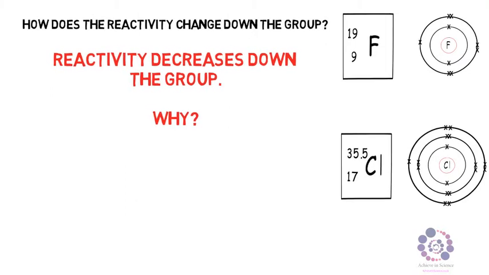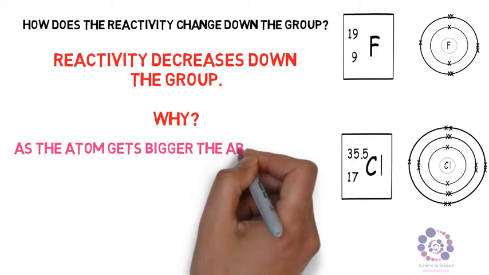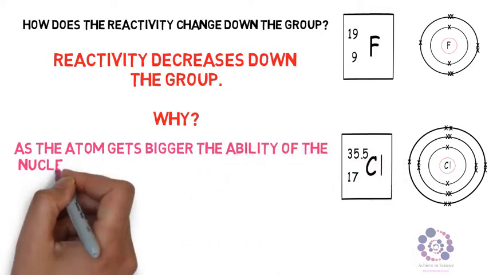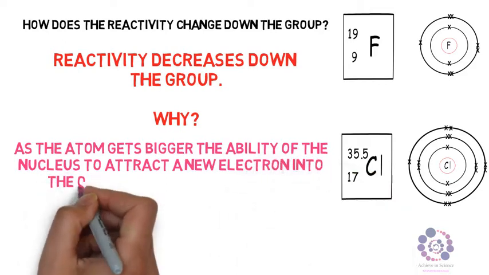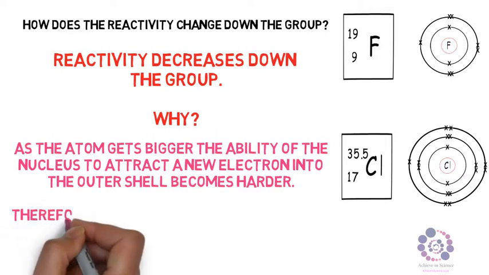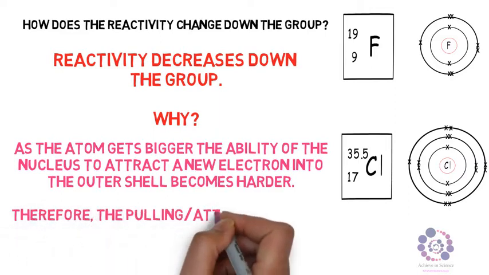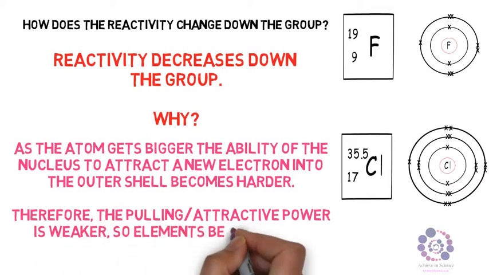Well, as we've seen, the atom gets bigger as we move down the group. This means that the ability of the nucleus to attract the electron into the outer shell, so the actual electron fills the outermost shell, becomes harder. Therefore, the pulling or attractive power is weaker, and so elements become less reactive as they get bigger.